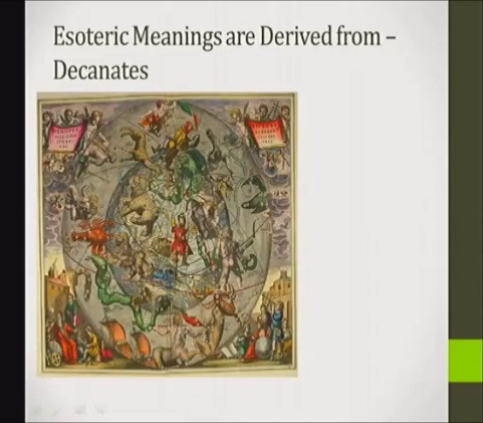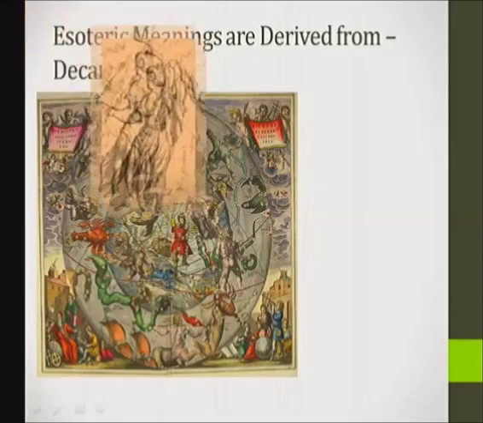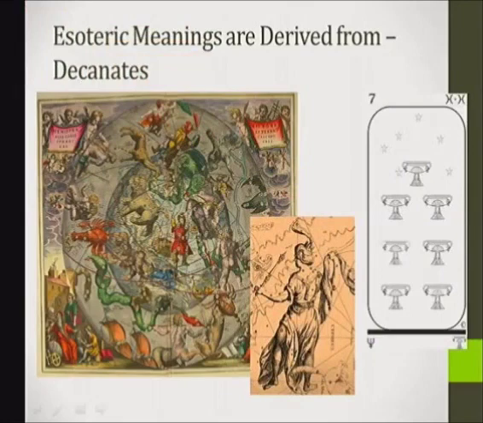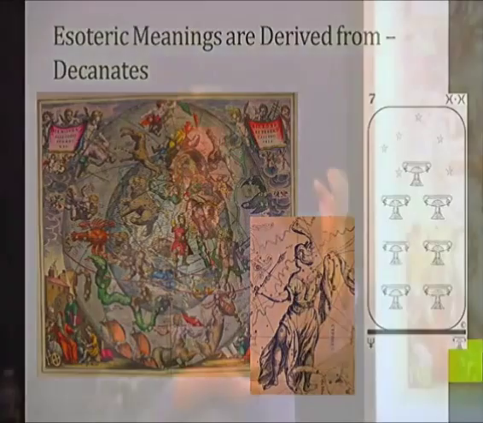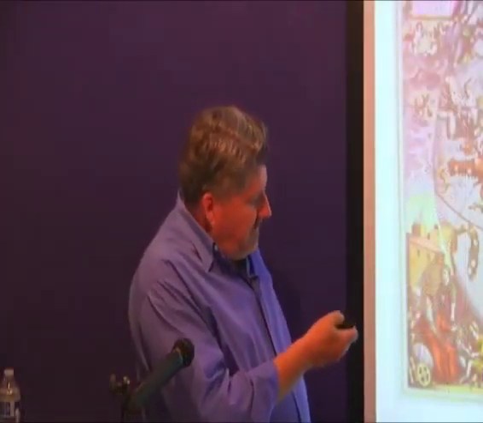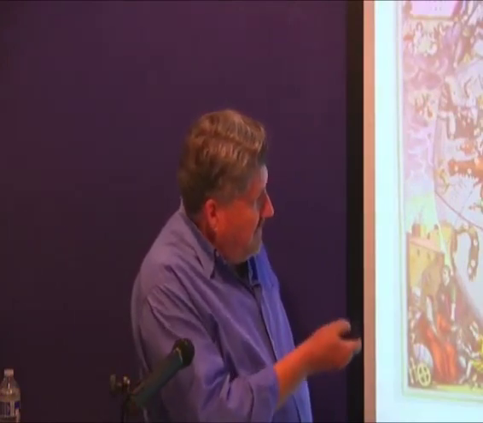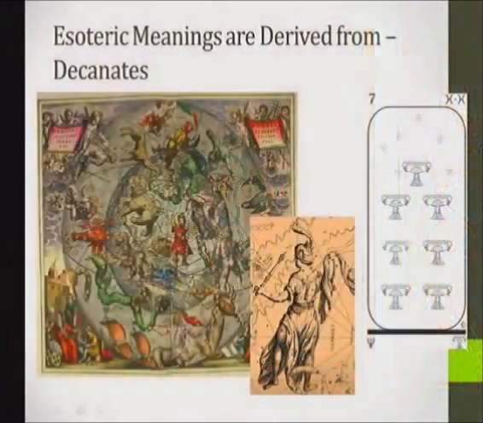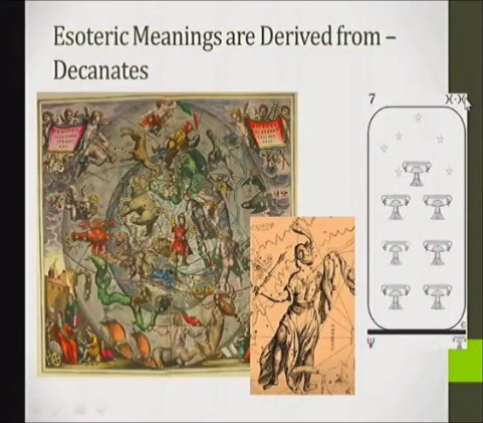All right, let's see. We'll talk about this later. The inner meanings. In the B of L cards, we have inner and outer meanings. The outer meanings are derived from numeric symbolism and suit. The inner meanings are derived from the decanates, which are each of the 10 degree constellations associated with the cards. And those are always pictured in the upper corner here, but we don't have time tonight to go into that in detail.